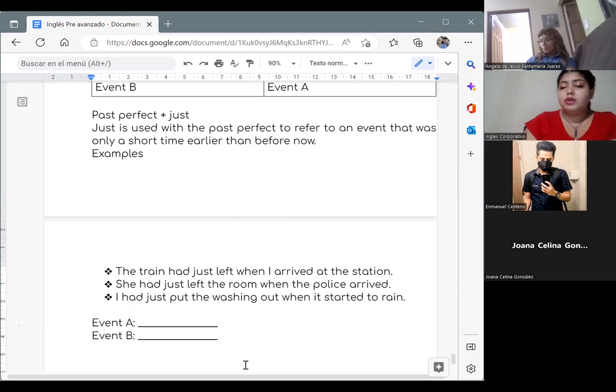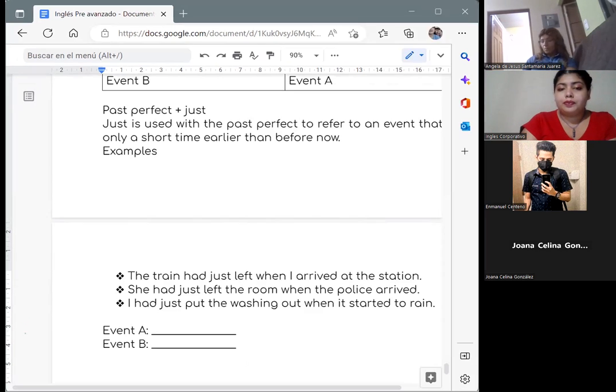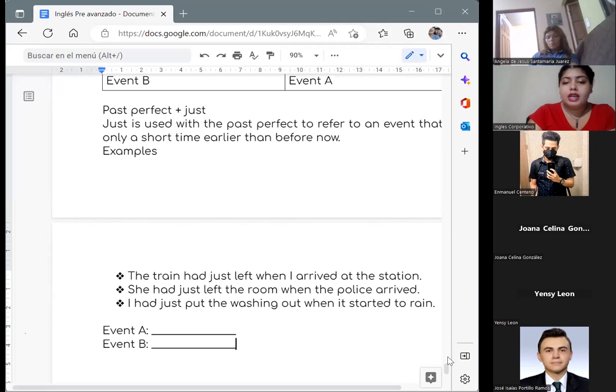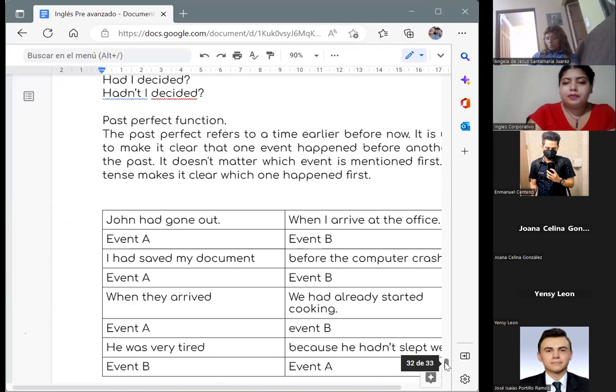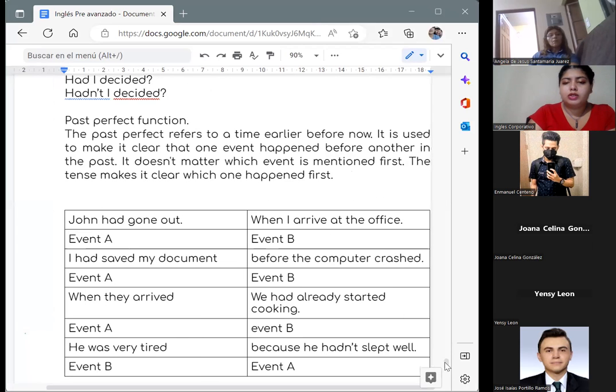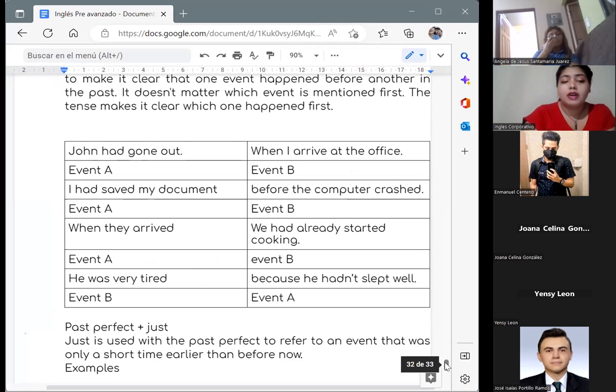So I'm going to give you a couple of minutes to create your statements with event A and event B, and then we're going to see the example. I'm going to put the table here in which you can see the different examples that we have about event A and event B. When you have your statements done, you are going to write them on the chat. Then I'm going to read them and choose a couple of them to write as examples. So let's begin right now.